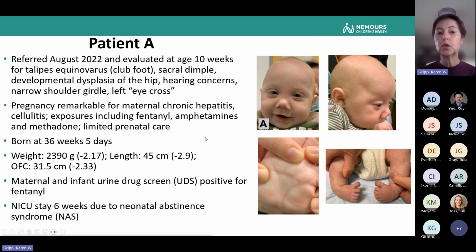This is a patient who was seen by our team in August 2022. He came to us for a number of physical differences, including a club foot. There were some concerns about his relatively low birth weight and birth length. The pregnancy was complicated by use of fentanyl and other drugs throughout the pregnancy, and the patient was in the hospital for 6 weeks due to neonatal abstinence syndrome.